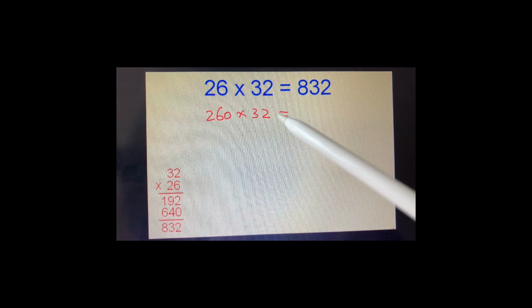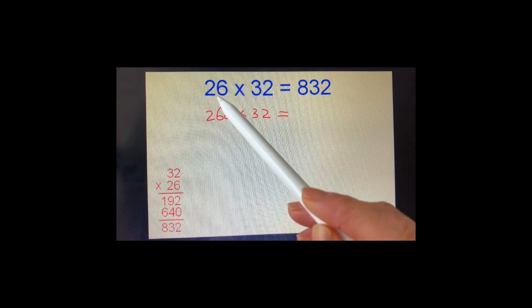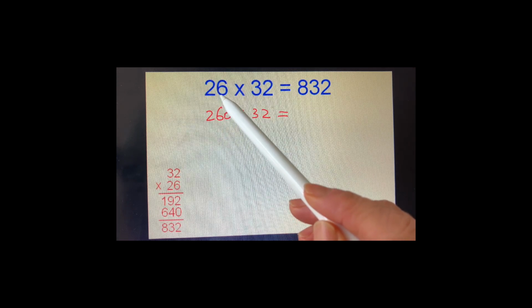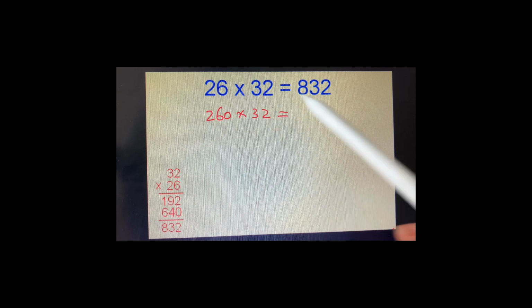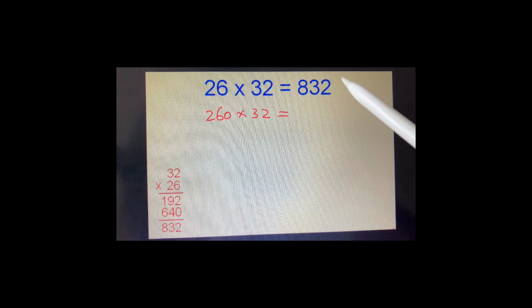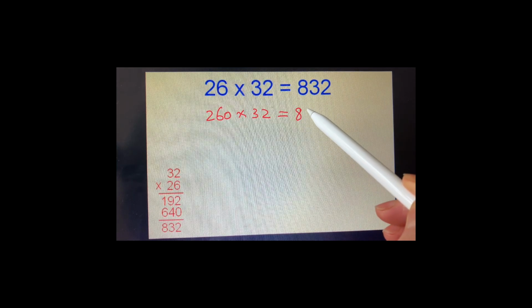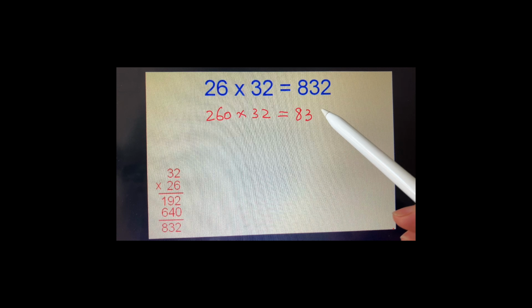This number is the same as this number. This number is 10 times larger than this number. So the answer must be 10 times bigger. It will be 8,320.